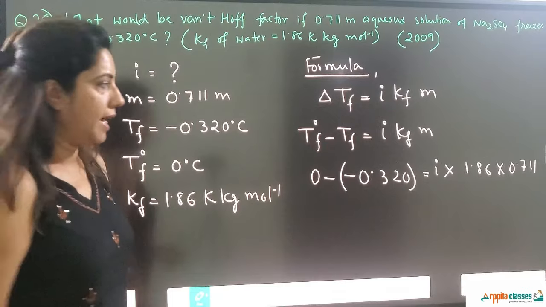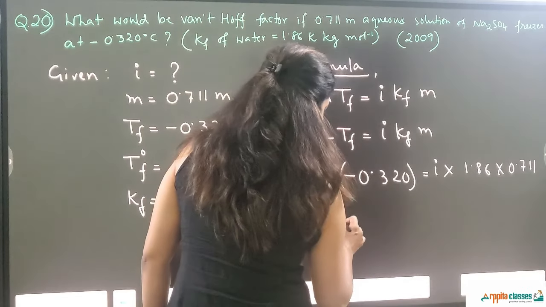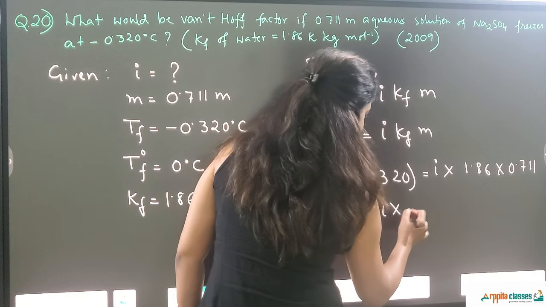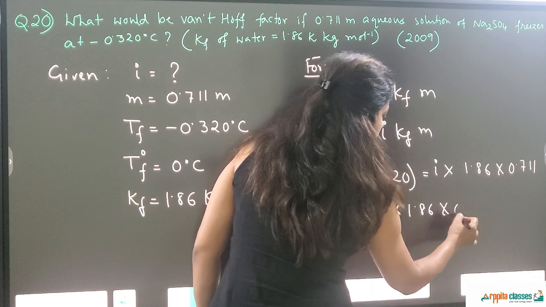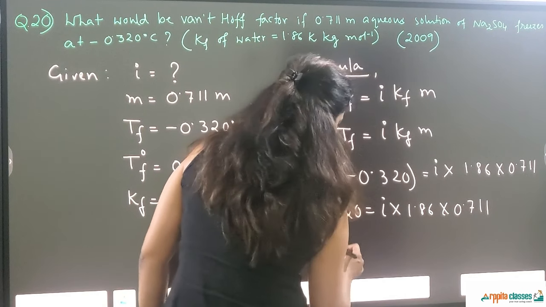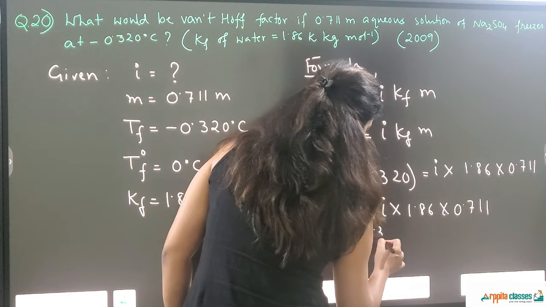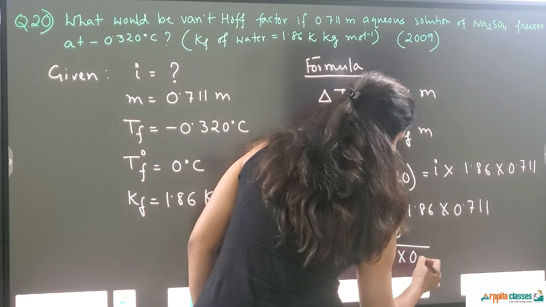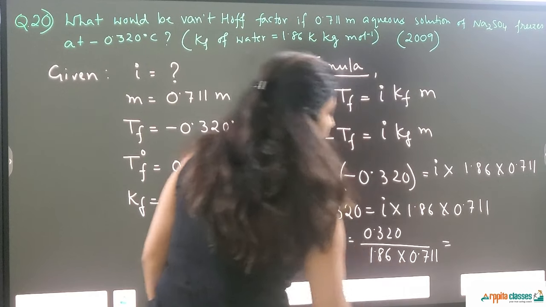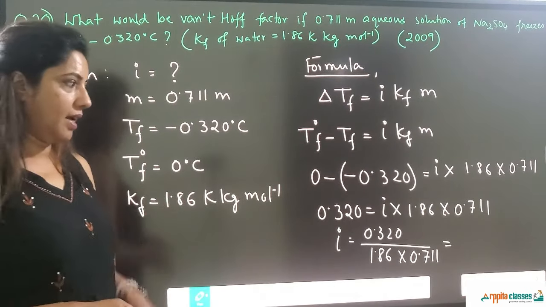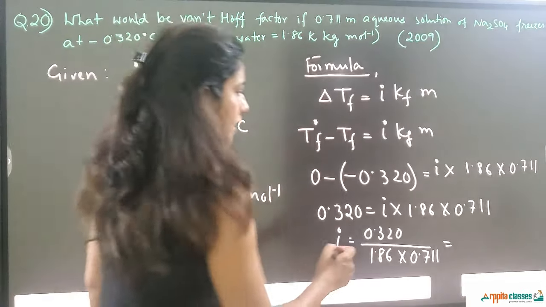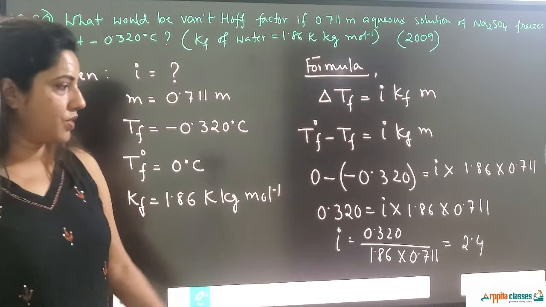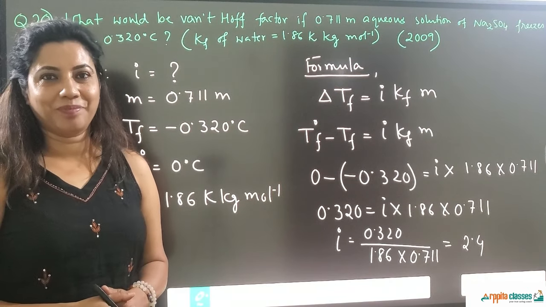So from here we can calculate this. 0.320 is equal to i into 1.86 into 0.711. So i will be equal to 0.320 divided by 1.86 into 0.711. If you calculate this, we get the value of i. I have the value, so here i comes 2.4. You can check your calculation and get your answer checked from here.